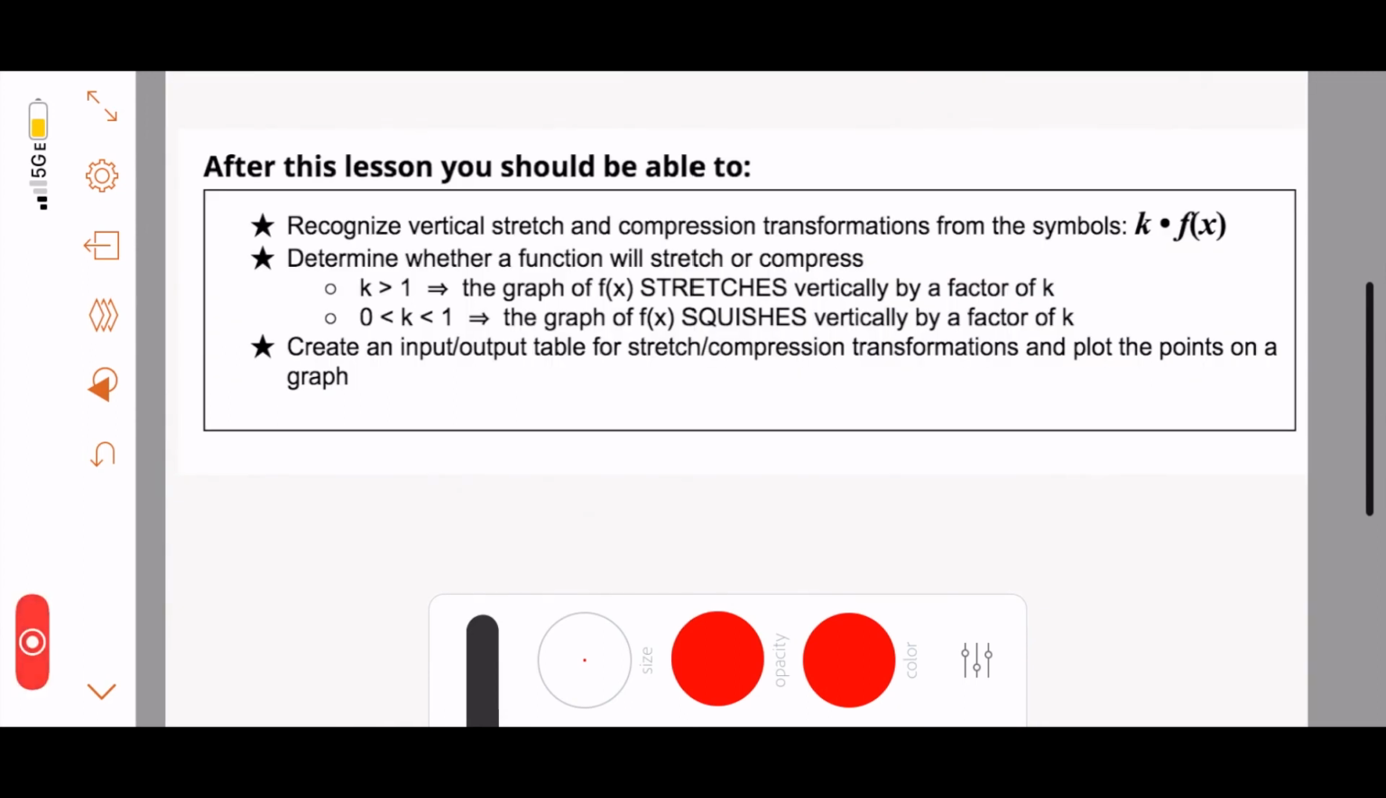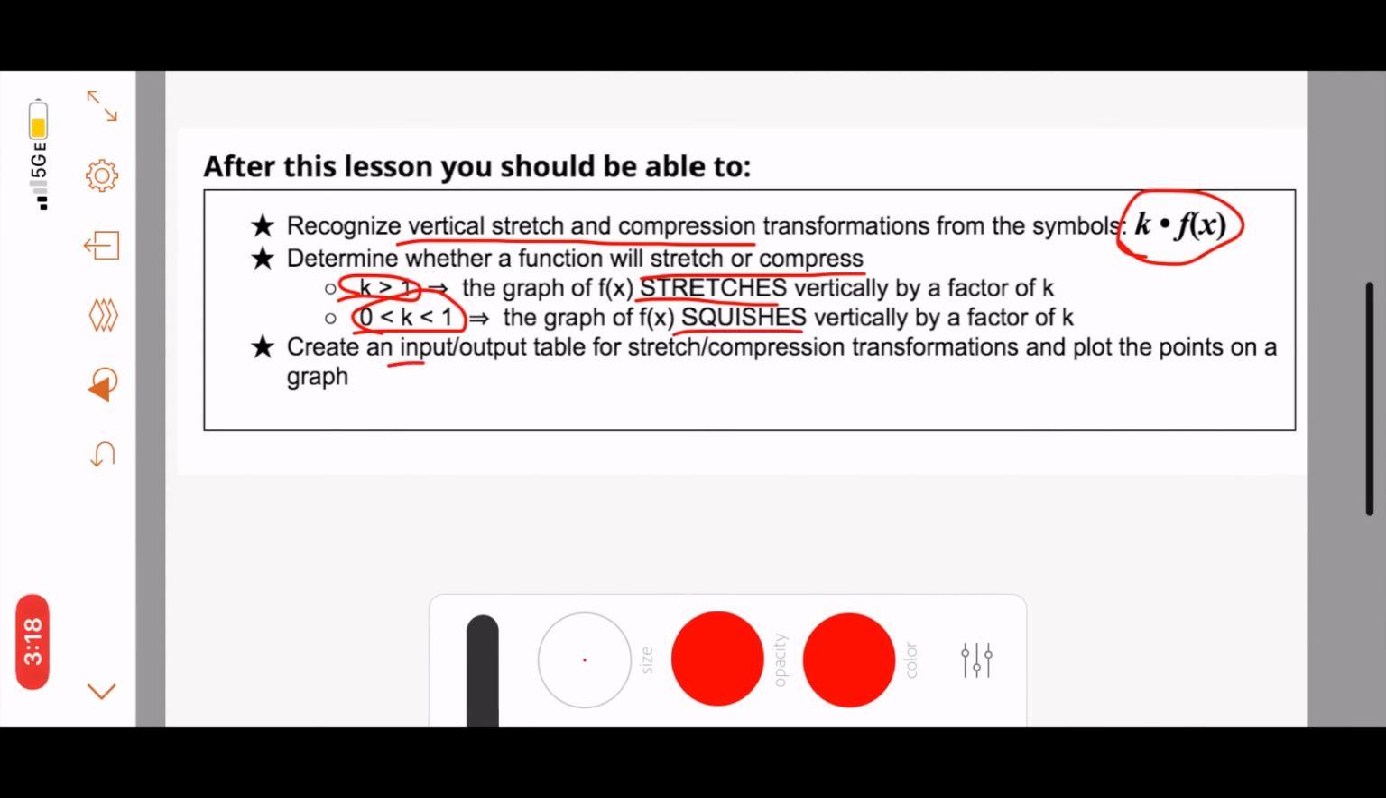Now let's go through our lesson objectives. Can we recognize a vertical stretch and compression transformation from the symbols k times f of x? I believe we can. We also learned how to determine whether a function will stretch or compress. And we know that if k is greater than 1, our graph is going to stretch out, right? Multiplying something by a number bigger than 1 makes for bigger numbers. Something between 0 and 1, the graph is going to squish.